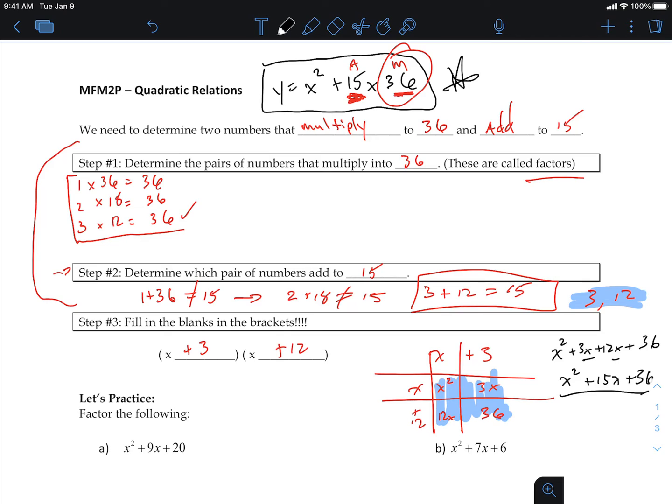Our goal is to make something look like this. I want two brackets side by side with what the two numbers are, that they're the two answers to the game that we're trying to play, okay? And just taking one step further back, keeping in mind this is just another form of factoring.